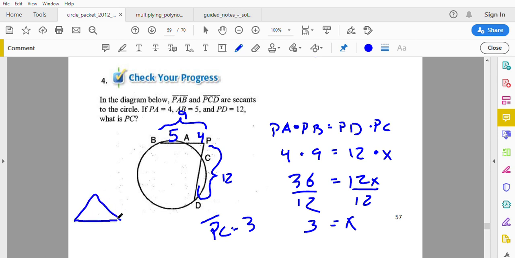Right? We had proportional triangles, right? If you guys remember this, they love to do something like this, like give you this section down here when you had to use the whole thing. It's the same kind of concept.